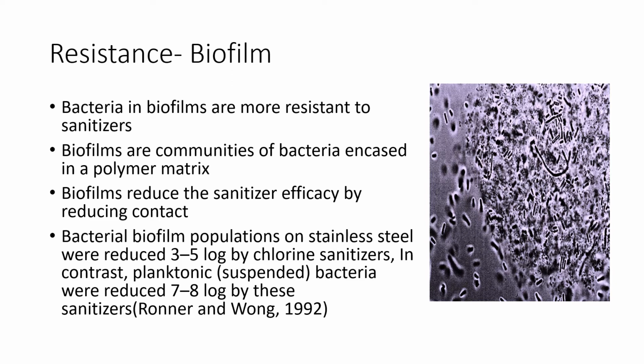Bacteria use several methods to increase their tolerance to sanitizers. One of the most common methods is the formation of a biofilm. If you look at the picture to the right, you see a mat of microbial cells. This is called a biofilm. A biofilm is a community of microorganisms that is encased in a polymeric matrix. It's called the EPS, exopolymeric substance.